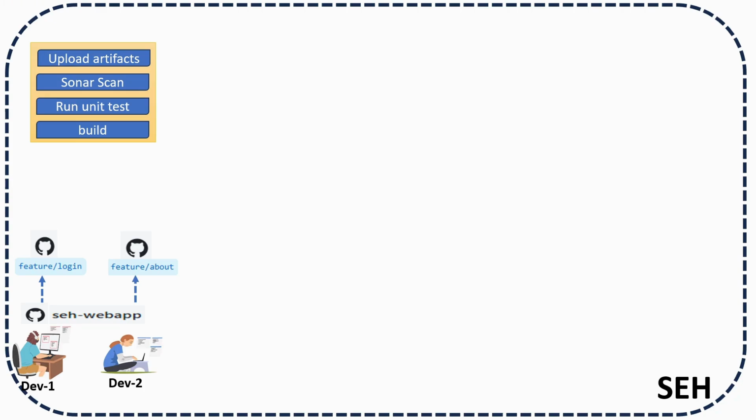With multi-branch pipeline, things become very simple. Whenever we create a multi-branch pipeline against a repository, for example SEH Web App in our case, Jenkins automatically creates pipelines or jobs with respect to each branch. For example, for branch feature/about a Jenkins job will be created, and for feature/login a job will be created. And the execution of these jobs can also happen automatically.